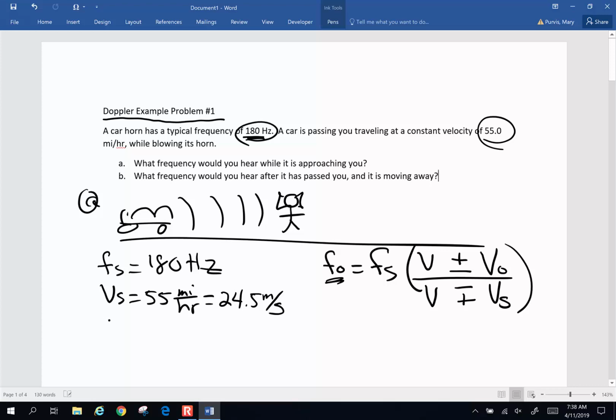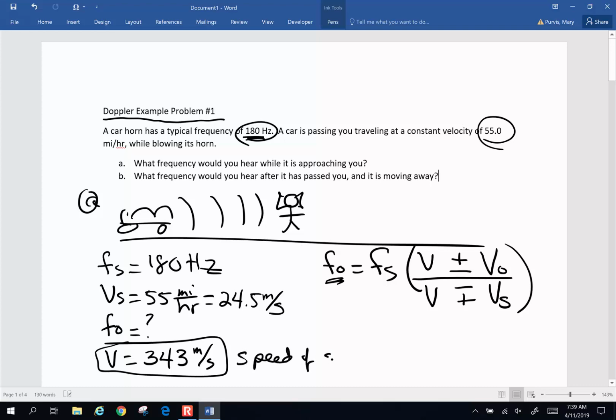So I want to know the frequency that's going to be observed. The piece of information we do not have is the velocity of the wave itself. If you are not given any information about the velocity of sound in air, use 343. Through the homework and through test questions, that is a commonly used value if you do not know the temperature for the speed of sound in air. So let's go ahead and put our numbers in here.